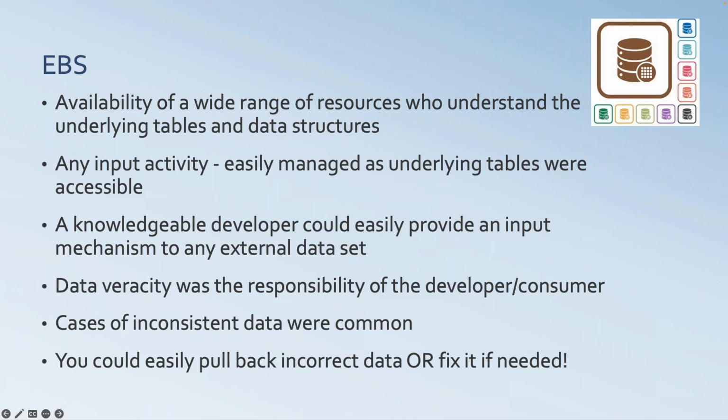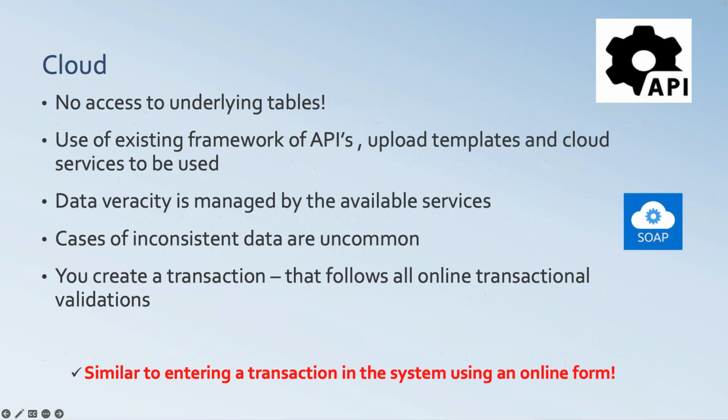I mean, not necessarily that it couldn't be fixed, it could. And that comes to the last point here. You could easily pull back incorrect data or fix it if needed, because you had complete access to the backend data tables. So that was EBS. You could do almost everything that you want, having complete access of the database and the schema that you had there. You come to cloud, you do not have access to the underlying table.